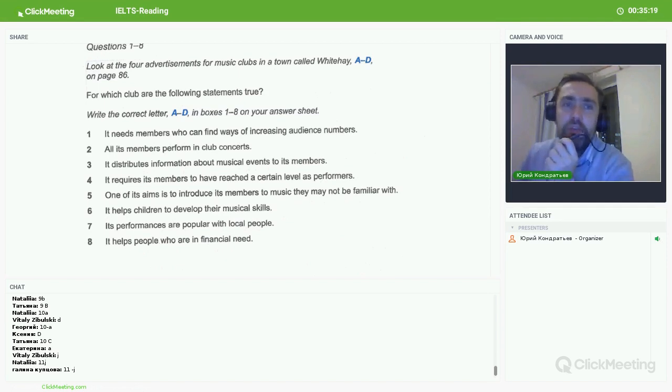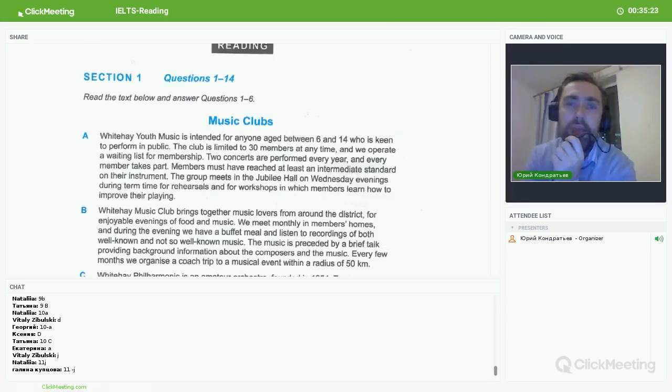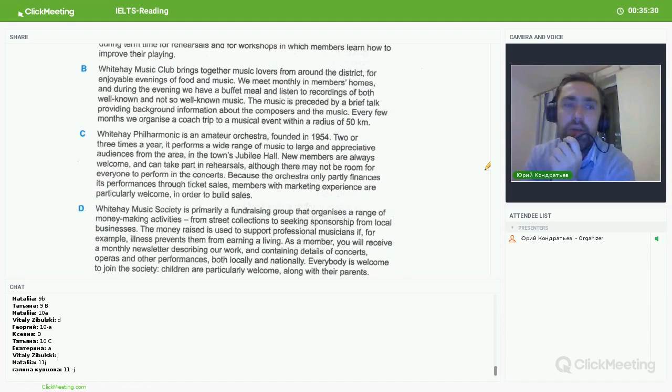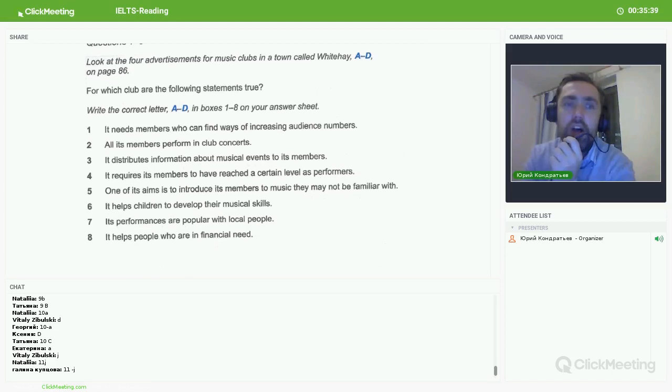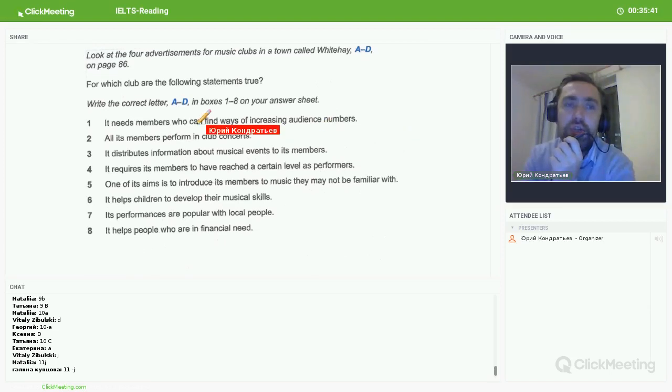Look at the advertisements for music clubs in a town called Whitehey. So there are 4 texts, A, B, C, and D. There's Whitehey Youth Music, Whitehey Music Club, and then there is Whitehey Philharmonic, Whitehey Music Society. There are 8 sentences. For one sentence, there can be one text. And for each of the texts, there will be more than one sentence.